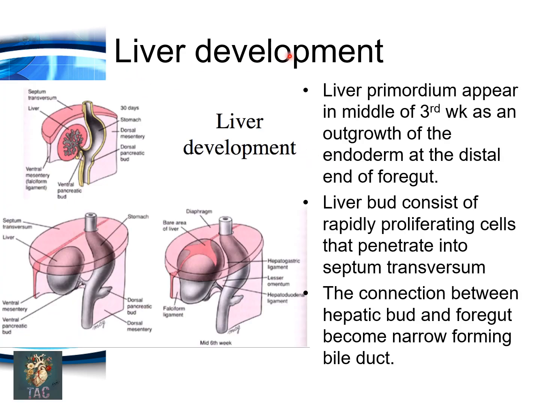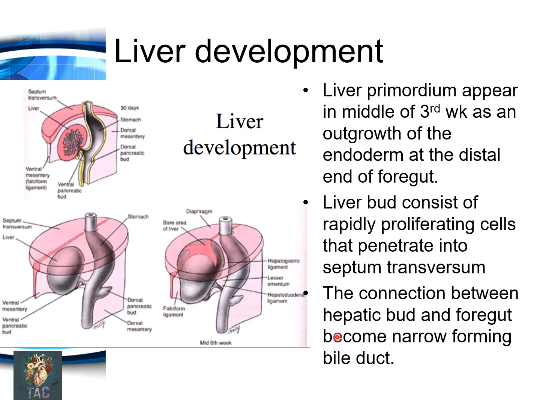So first of all, we will do the liver development. The primordium appears in the middle of the third week as an outgrowth of endoderm at the distal end of the foregut. So in this diagram, you can see this is the distal end of the foregut from which the liver primordium is appearing. This liver primordium consists of rapidly proliferating cells that penetrate into the septum transversum. So this pink color area shows the septum transversum, and this liver bud grows into the septum transversum.